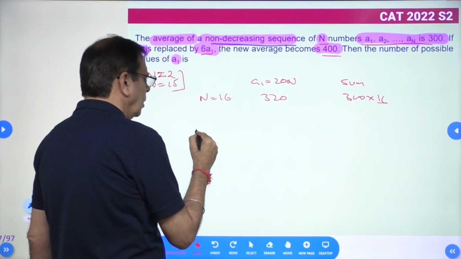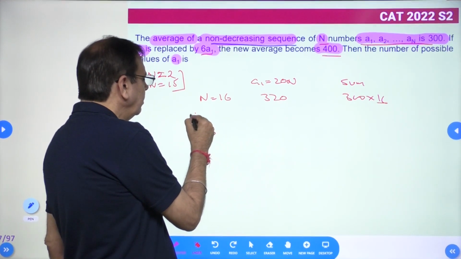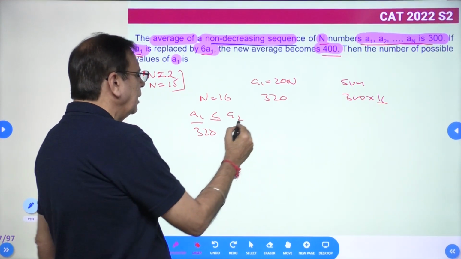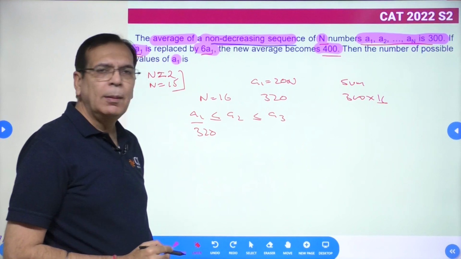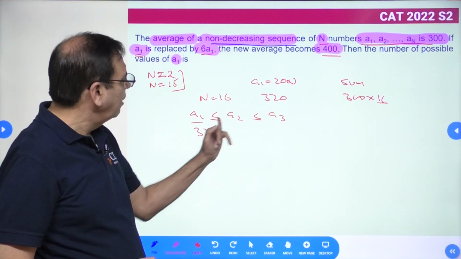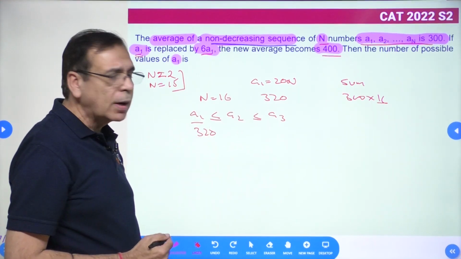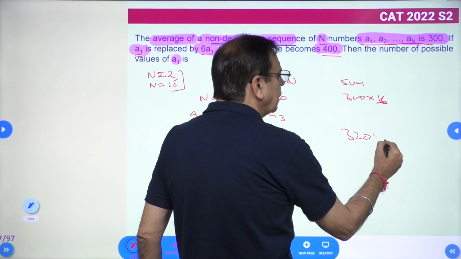अब पहली चीज बताओ, अगर ये 320 is the first term, second term has to be greater than or equal to A1. Similarly this. Can the sum ever become 300 into 16? No, because every term will be bigger than the previous term, or even if it is equal, the minimum sum will be 320 into 16.